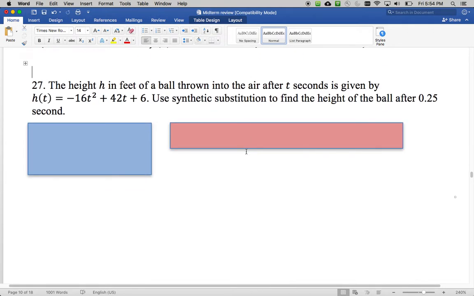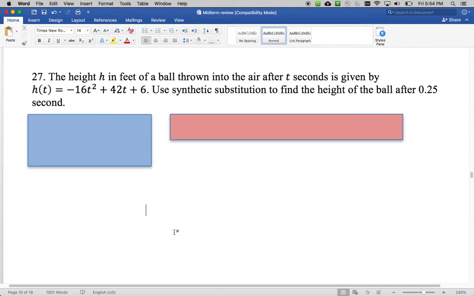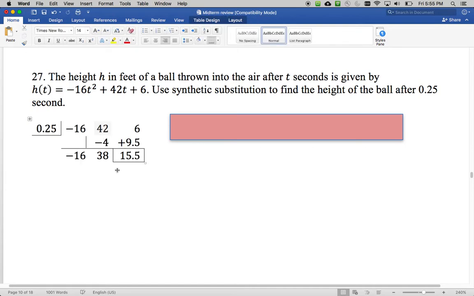All right. 27. The height in feet of a ball thrown in the air after 2 seconds is given with this equation. Use synthetic substitution to find the height of the ball after 0.25 seconds. I'm absolutely sure none of you are going to go through this, but I'll show you just in case. Set up your coefficients, put 0.25 in the little corner box, do all the math, and your remainder is 15.5. So this is telling you that if you plug in 0.25 in for t, this is what you will get.